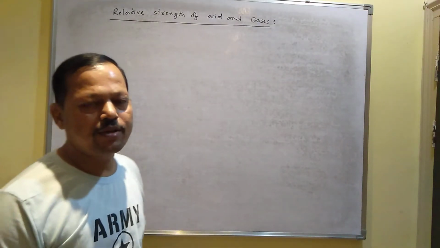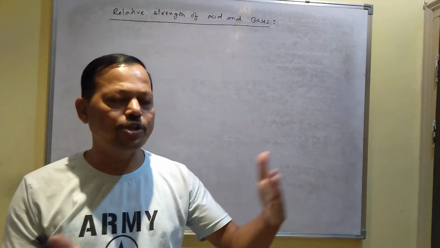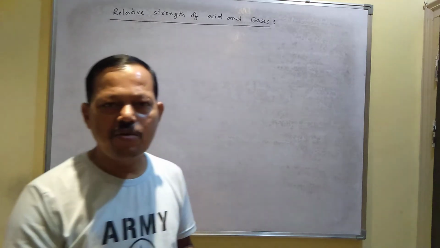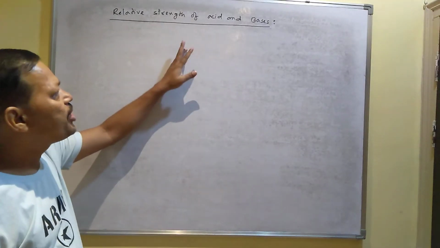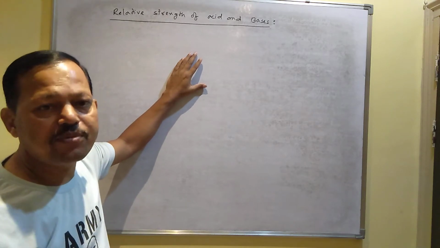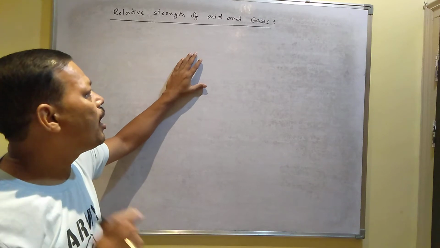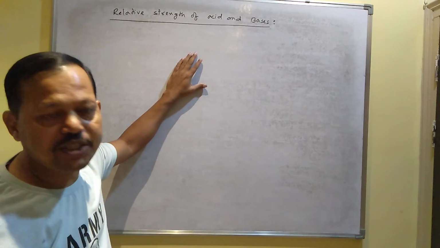Relative strength means if you compare two acids, which one is stronger, which one is weaker. If you want to compare that, then that is called relative strength of acids and bases. And to find out the relative strength, I mean who will be stronger, who will be weaker, how to find out the relative strength.